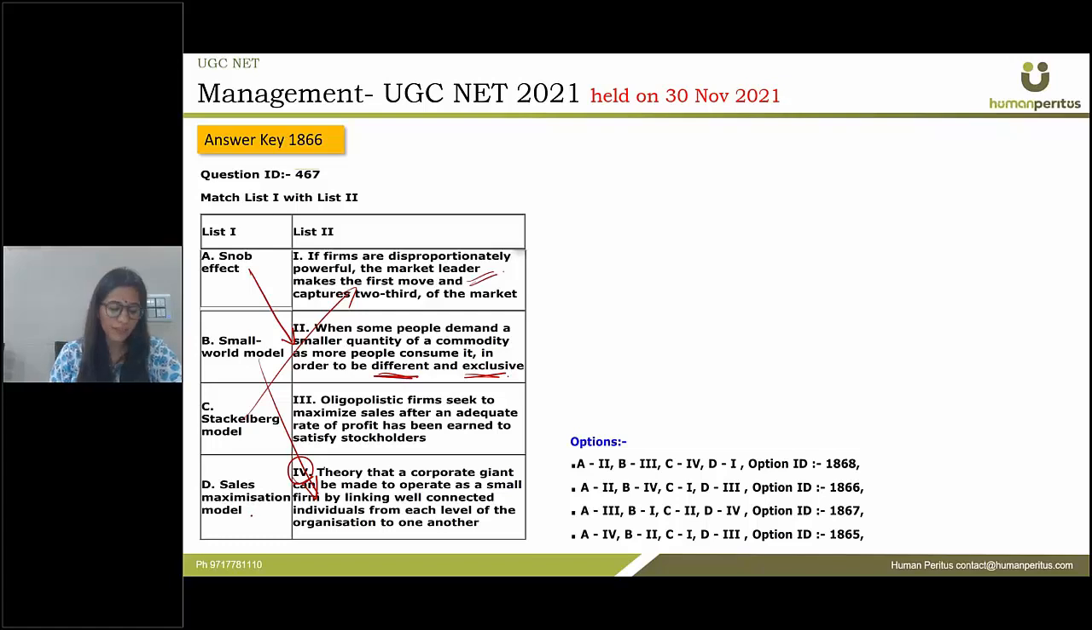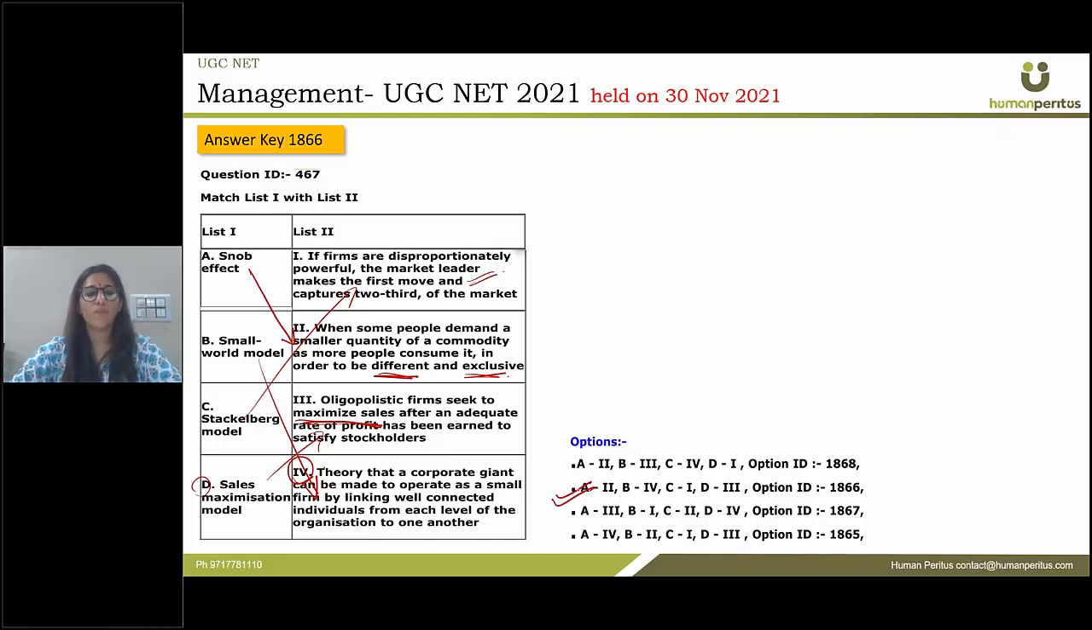Then the sales maximization model, D. Now, even if you have no idea about what a sales maximization model is, you could clearly mark 3 as the correct statement matching with this, because it is clearly mentioned here that oligopolistic firms seek to maximize their sales after an adequate rate of profit has been earned to satisfy the stockholder. Clearly the maximize sale word is given here. So you could very easily crack this question. So the correct option here is 1866.